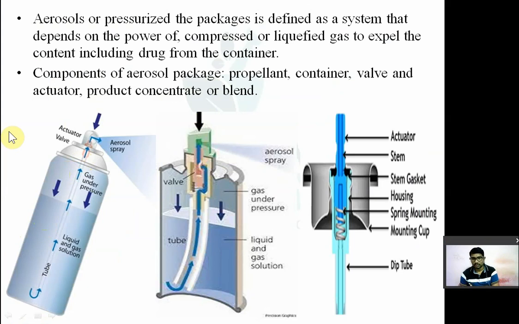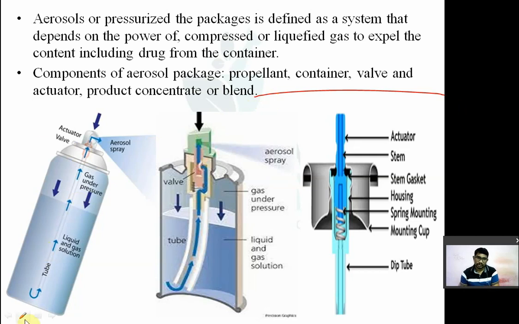And then product concentrate. Product concentrate means your product, जो भी medicament है. So medicament along with the excipient will comprise your product concentrate. Rest of the things are nothing but the package components, like container, then valve, then actuator, dip tube, then body, etc.